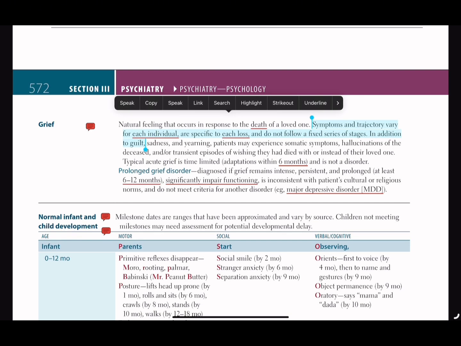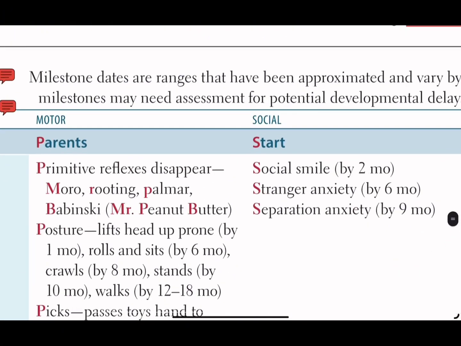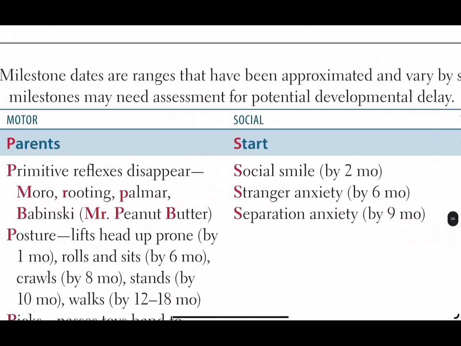Okay, now let's go to normal infant and child development. Milestone dates are ranges that have been approximated and vary by source. Children not meeting milestones may need assessment for potential developmental delay.